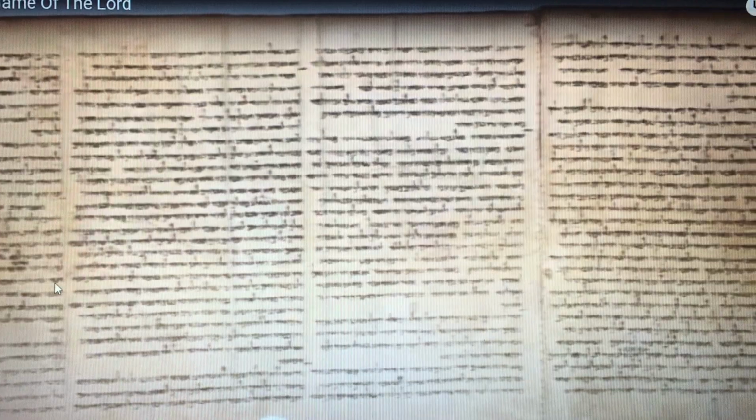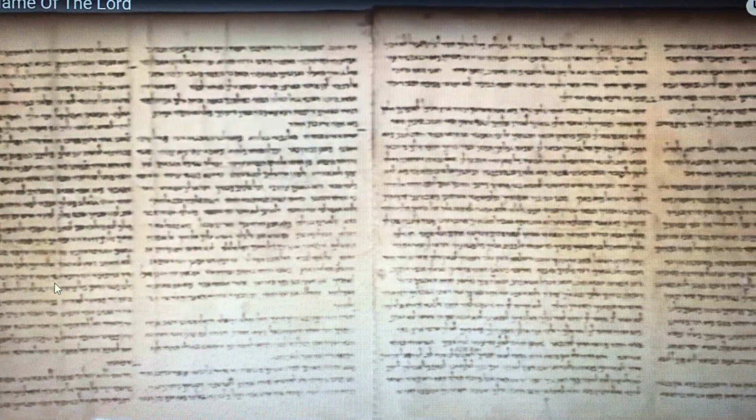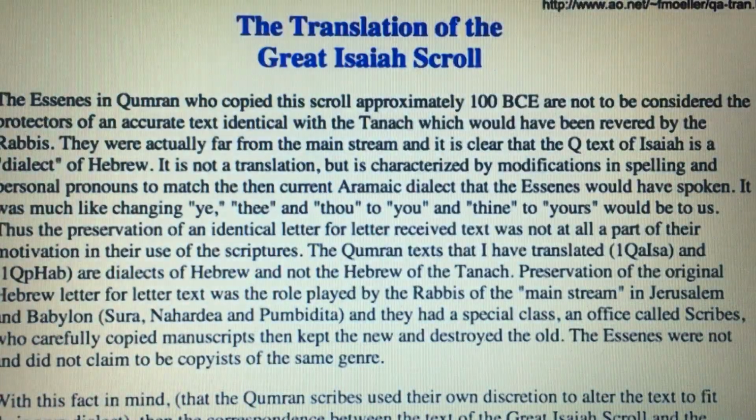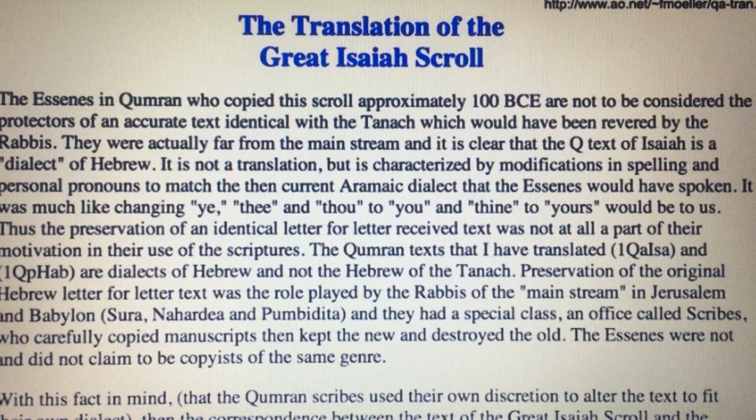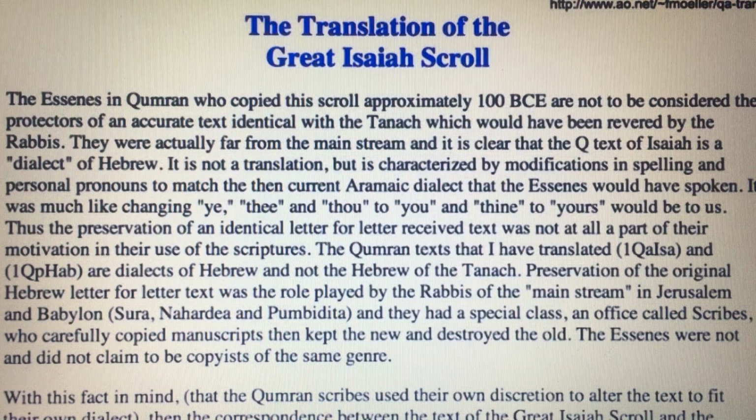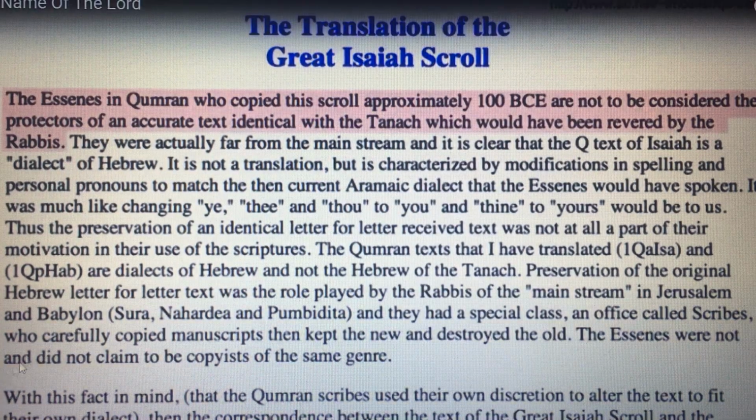The scrolls were found in the Qumran caves. They date this scroll around 100 BC. Look at this. This is from an article called The Translation of the Isaiah Scroll. The address is in the top right-hand corner. Lord willing, if I remember, I'll put this video in the description box for y'all to get the links, and y'all can go look at this stuff for yourself. It says, the Essenes in Qumran, who copied this scroll approximately 100 BCE, are not to be considered the protectors of an accurate text. Do you hear that?